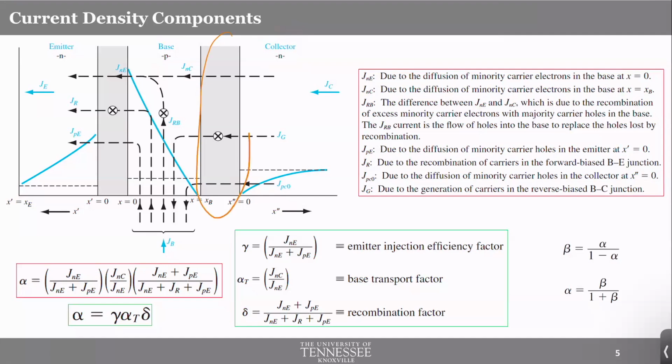Finally, within the reverse bias junction, which is this one, base collector junction, there is an additional generation of carrier. So typically in forward bias junction, you have recombination of carrier. In the reverse bias junction, reverse bias junctions are typically wider, as you know, and within that region, it's more probable for us to generate electron hole pairs, and that generation leads to an additional current component, JG.